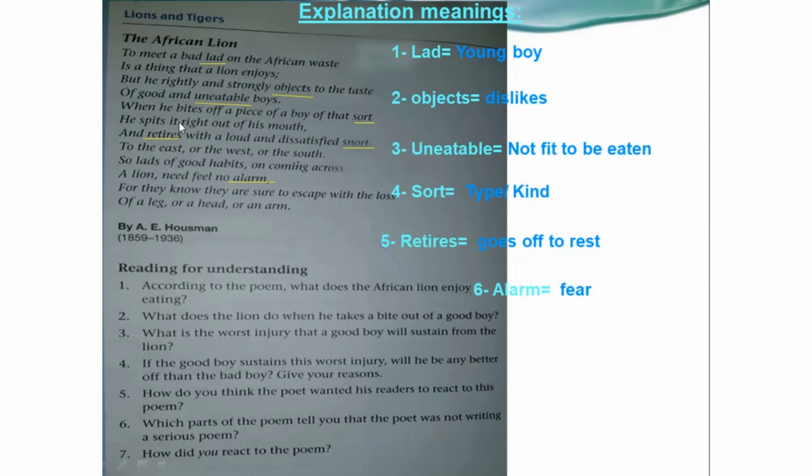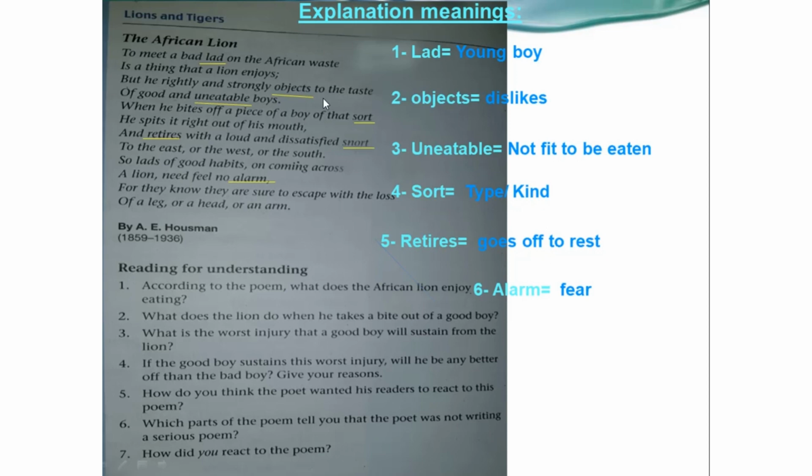But he rightly and strongly objects to the taste of good and uneatable boys. Now in this line, what the poet is telling you is, he rightly and strongly objects. Objects means dislikes. The lion actually likes to eat bad boys, not the good boys. Objects to the taste of good uneatable boys.